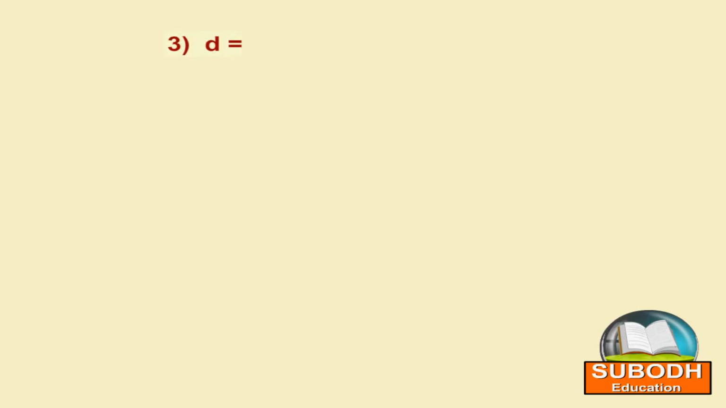Example third. d is equal to minus 3, n is equal to 18, a_n is equal to minus 5, a is equal to question mark.